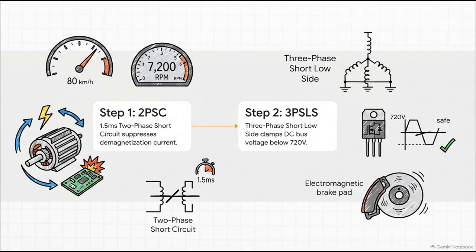Step 1, for exactly 1.5 milliseconds, the hardware forces a two-phase short circuit. This absorbs and suppresses the massive transient demagnetization current. Step 2, it instantly transitions into a three-phase short low-side configuration. This acts like an electromagnetic brake, clamping the DC bus voltage safely below 720 volts, ensuring those expensive silicon carbide MOSFETs don't explode on you.